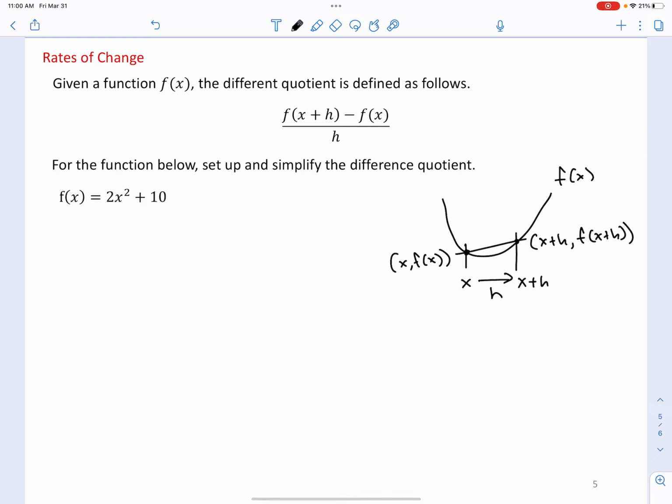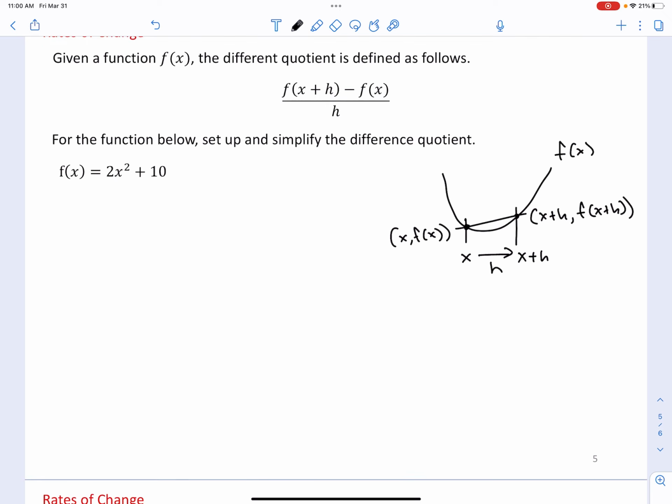And then we will draw a secant line between them and then set up the slope formula. So f of x plus h, which is the second y coordinate, minus the first, f of x, all over, and then we have x plus h, the second x coordinate, minus x, which is the first x coordinate. And you'll notice that the x's in the denominator cancel, leaving just an h.